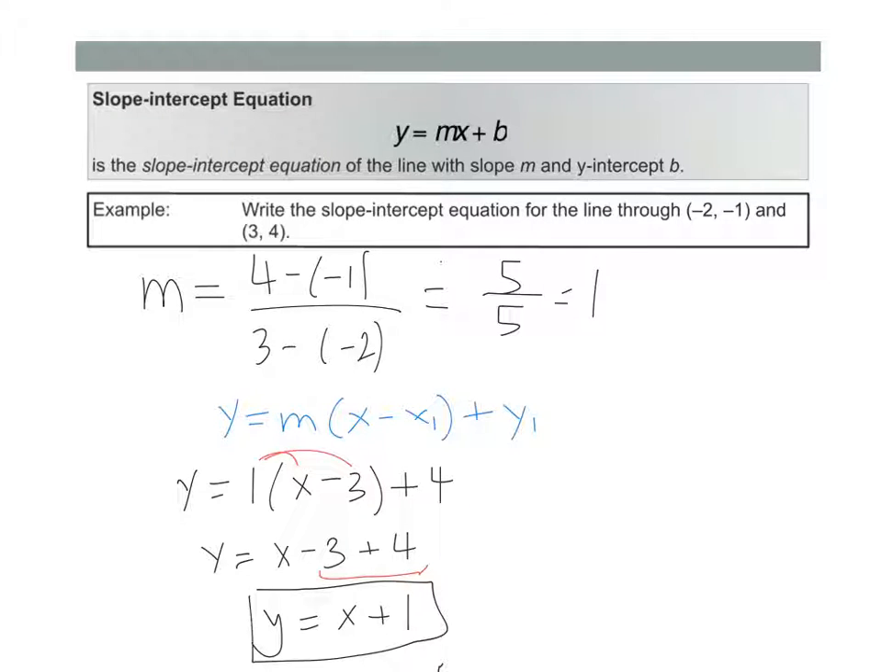Now, otherwise, if you didn't want to do that, if you were like, I don't like that form and I'm just going to do it my own way, the way you would do it is you would take y equals mx plus b.